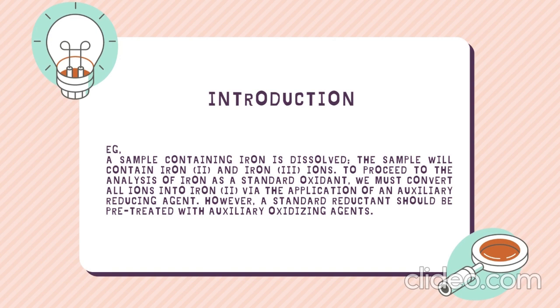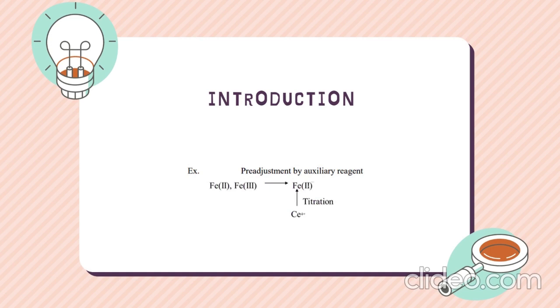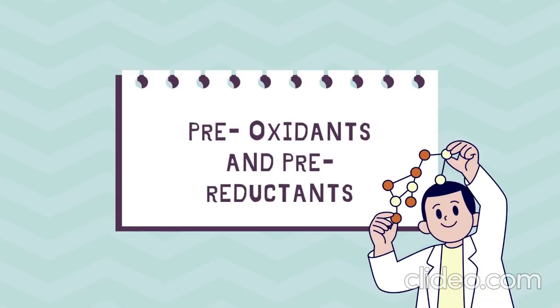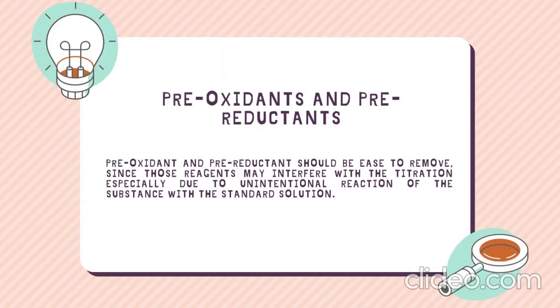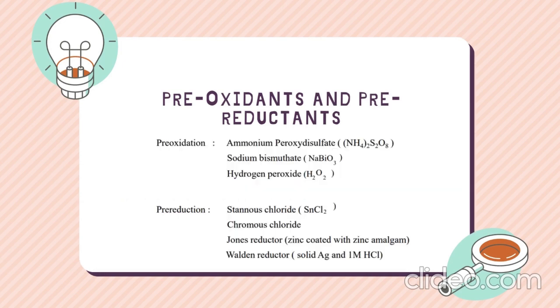However, a standard reductant should be pre-treated with auxiliary oxidizing agents. So this is the pre-adjustment by auxiliary reagent diagram. Next are the pre-oxidants and pre-reductants. Pre-oxidants and pre-reductants should be easy to remove since those reagents may interfere with the titration, especially due to the unintentional interaction of the substance with the standard solution.